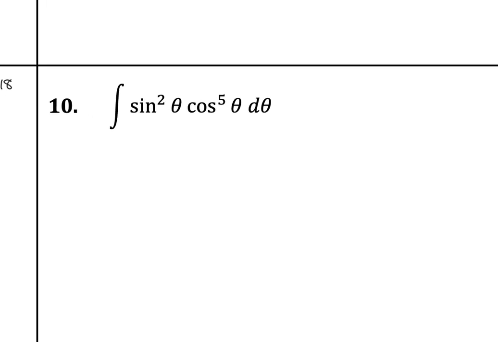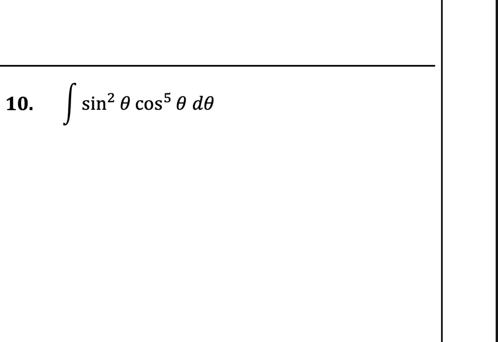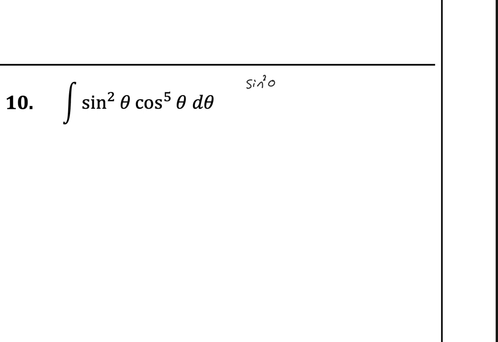Okay, next one. This one's kind of tricky. So I'm just gonna kind of do it, and then we'll kind of look back on it and see why I did it that way. So yeah, I'm just gonna kind of do it, and we'll see. So we'll just kind of do scratch work. So then we can do sine squared, and then we can change that cosine to the 5th to cosine to the 4th.